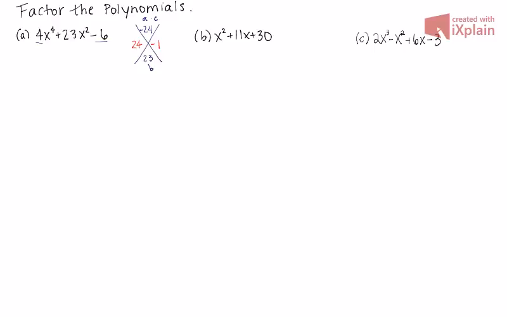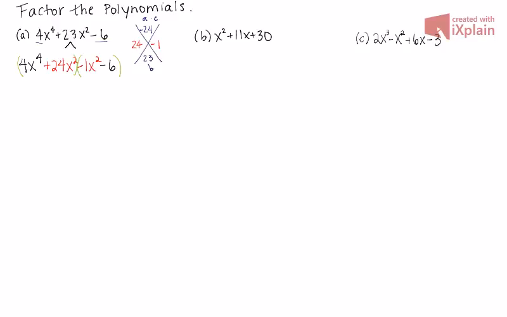So the next step is to rewrite your original polynomial, but you're going to split up your b term with 24 and negative 1. So it will look as follows: 4x to the fourth plus 24x squared minus 1x squared minus 6. Now that we have four terms, we can do what we call factor by grouping. And all factor by grouping is dividing your four terms into two separate groups.